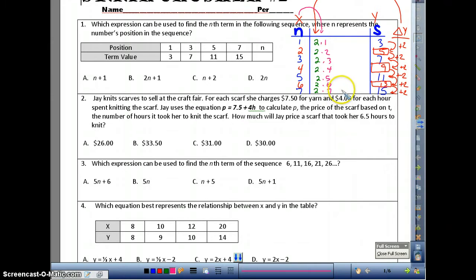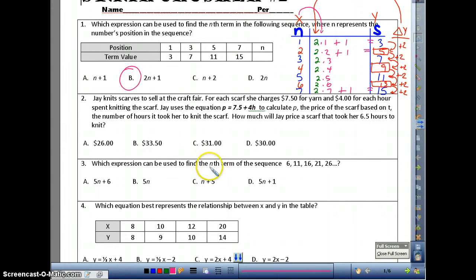So let's check this out. 2 times 1 is 2, but they say the answer is 3. So it looks like my adjustment is adding on 1. 2 times 2 is 4. They say the answer is 5. It looks like my adjustment is 1. I'm going to jump all the way down here. 2 times 7 is 14, but they say the answer is 15. My adjustment is definitely 1. So my equation would be 2 times my n value plus 1, which gives you answer choice B.